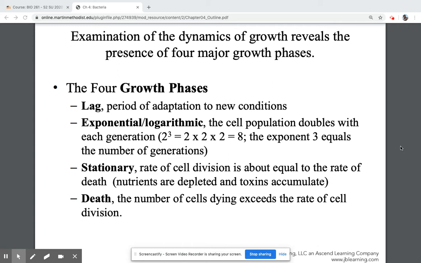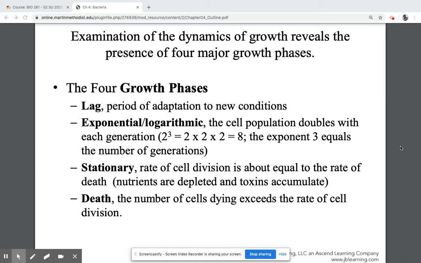The exponential and logarithmic phase, the cells are regenerating via binary fission. For example, if a specific bacteria takes 20 minutes to double, then starting with one cell, in 20 minutes you'll have two. Then in another 20 minutes, you'll have four, and so forth and so forth.